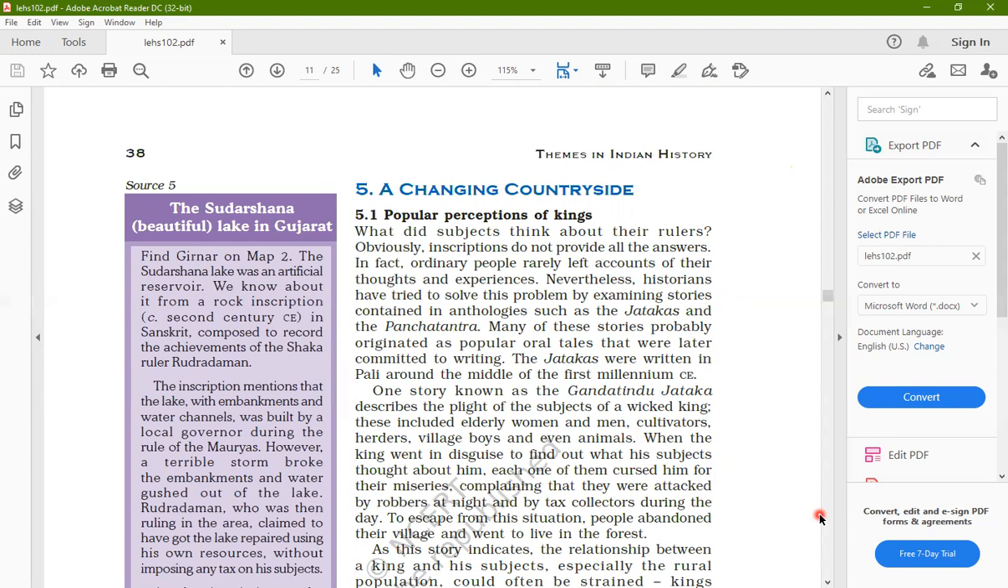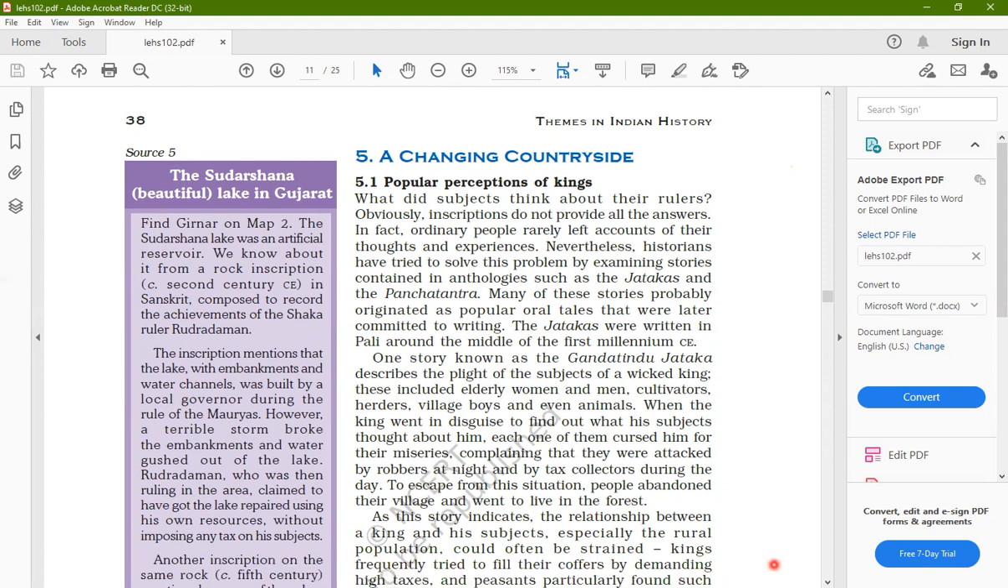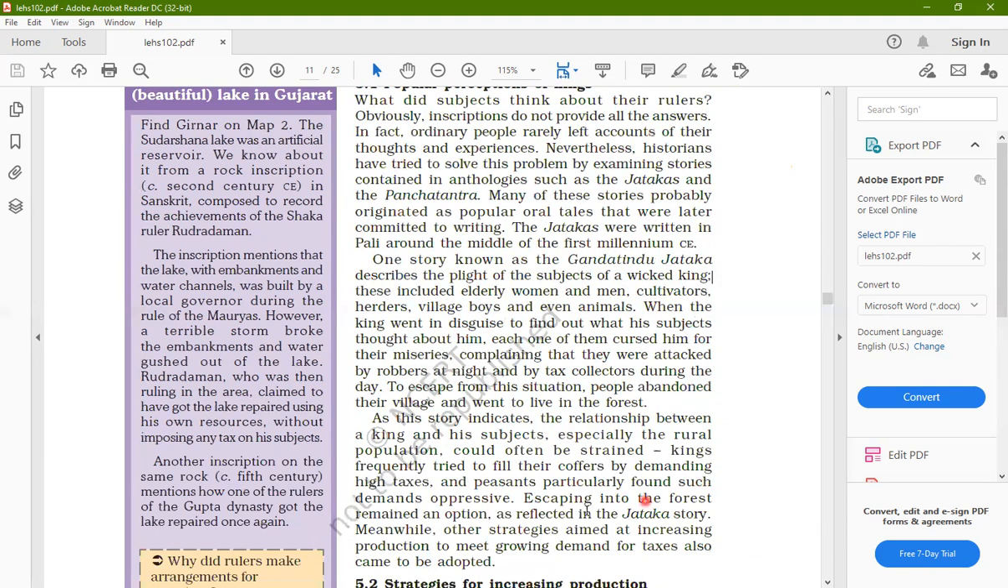These stories, the Jatakas, were written in Pali around the middle of the 1st millennium CE, we can say. And one story known as the Ganda Tindu Jataka, please note it down, describes the plight of the subjects of a wicked king. This story indicates a relationship between a king and his subjects. It also tells us what people thought when the government demanded high tax. Peasants particularly found such demands oppressive and escaped into the forest as an option. Here you can see this thing.